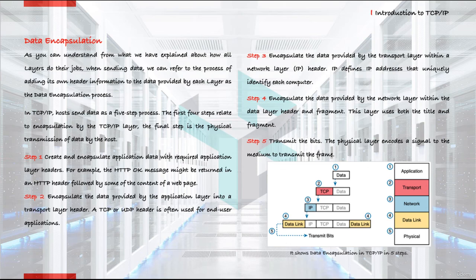As you see here, in the first step, the application data is created and encapsulated with the required application layer headers. For example, the HTTP OK message can be returned in an HTTP header and then part of the content of a web page, while in the second step, the data provided by the application layer is encapsulated in a transport header, usually using a TCP or UDP header for end-user applications.